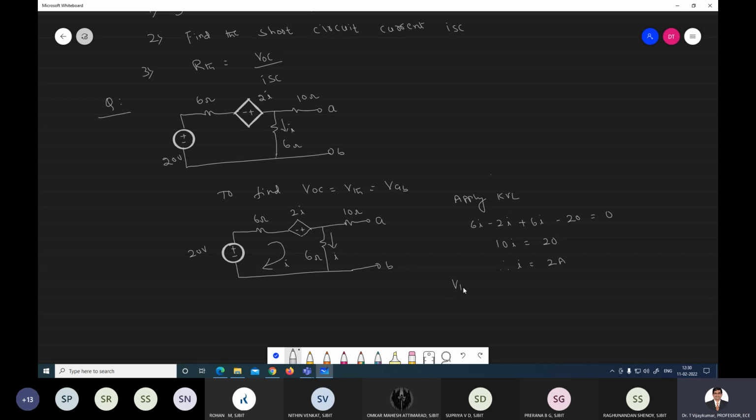Then what is the Thevenin voltage? Thevenin voltage is nothing but VAB, that is equal to 6 into I, that is equal to 6 into 2, that is equal to 12 volt. This is 12 volt.